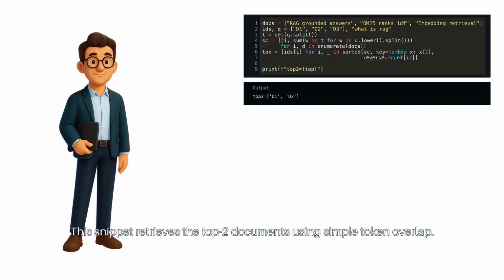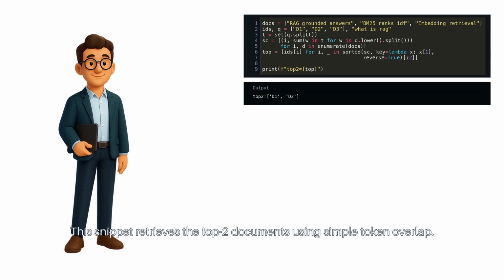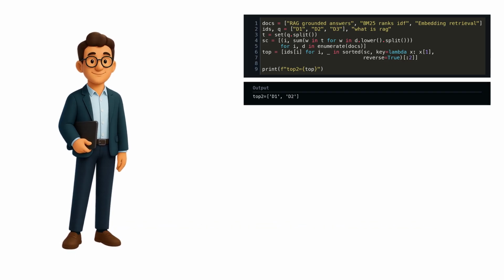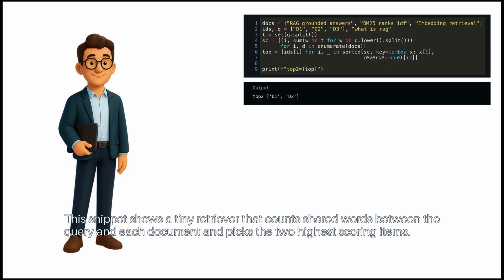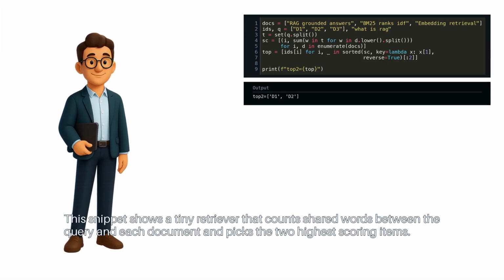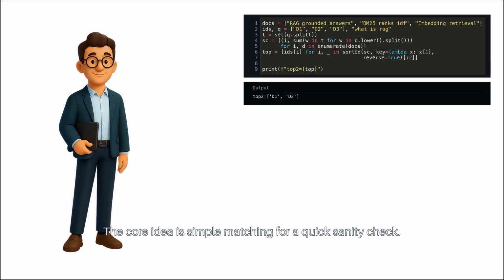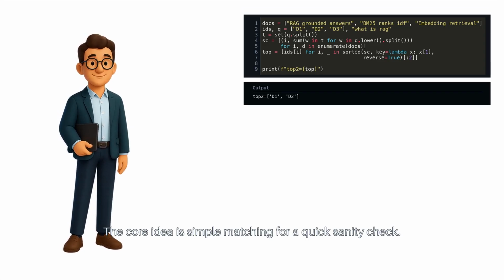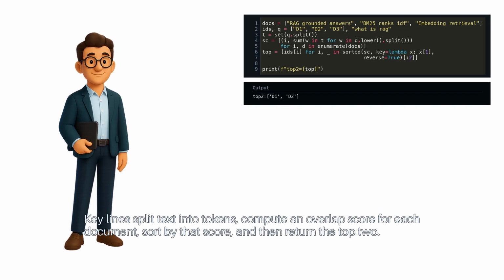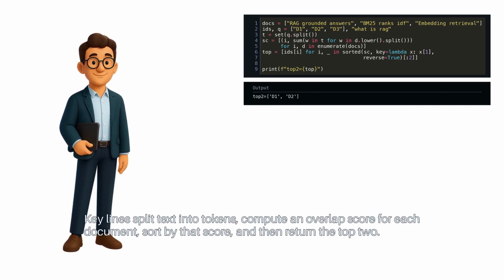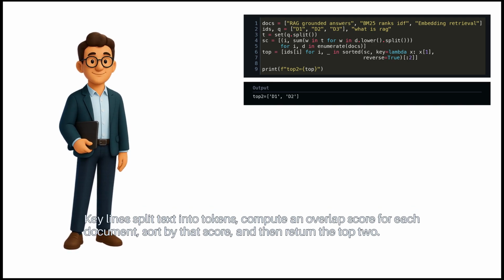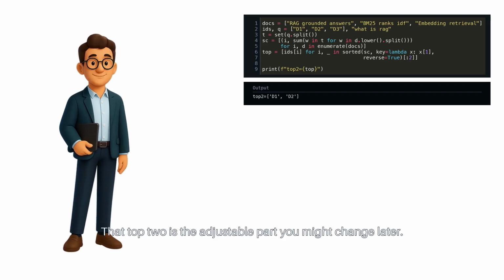This snippet retrieves the top 2 documents using simple token overlap. It shows a tiny retriever that counts shared words between the query and each document and picks the 2 highest scoring items. The core idea is simple matching for a quick sanity check. The key lines split text into tokens, compute an overlap score for each document, sort by that score, and then return the top 2. That top 2 is the adjustable part you might change later.